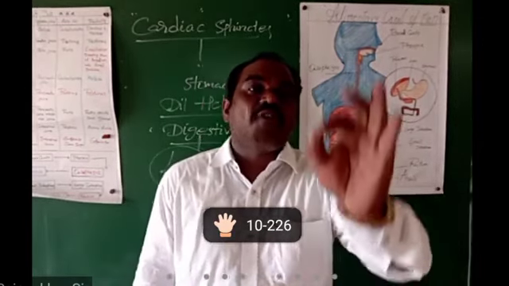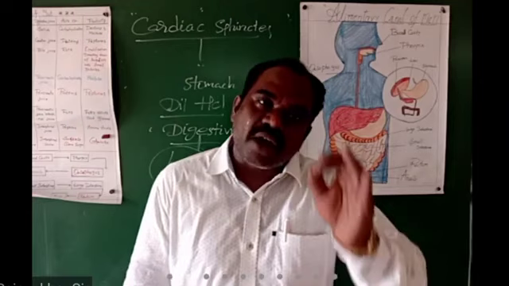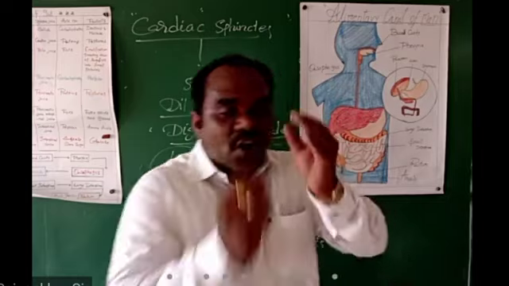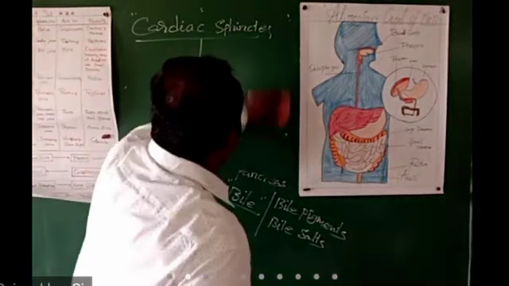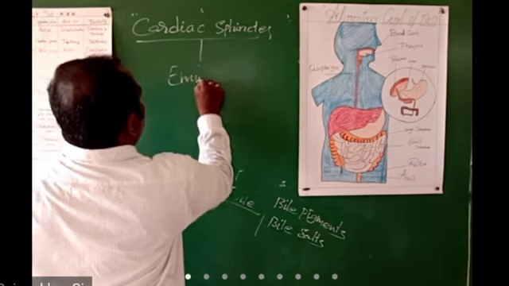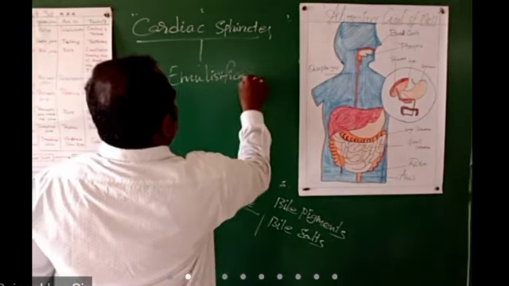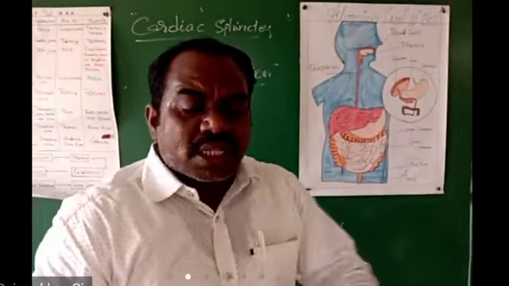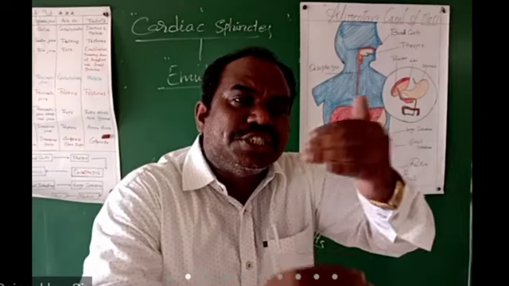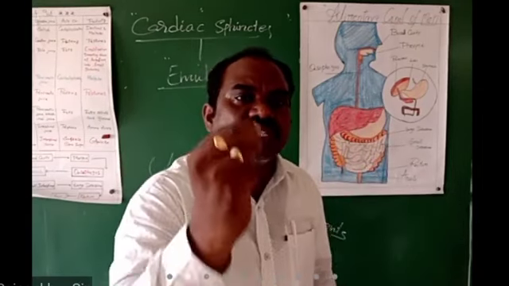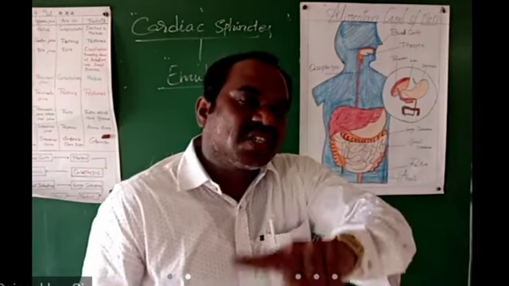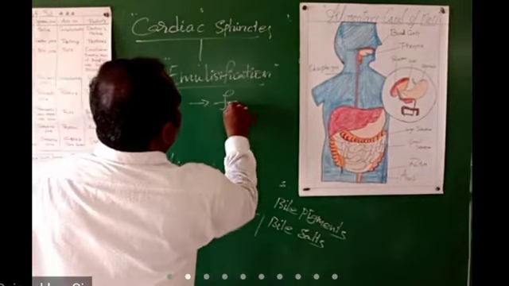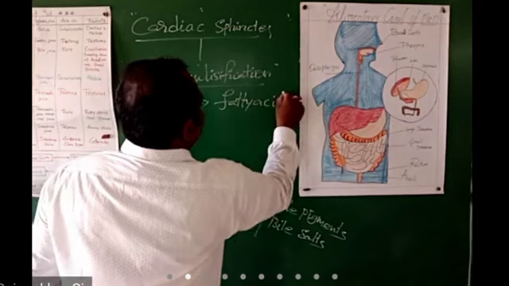What is the use of bile? What is the function of bile? Bile helps emulsification of the food material. Write down, students, all of you. Emulsification means the fat materials are converted into simple substances. Fats are converted into fatty acids.